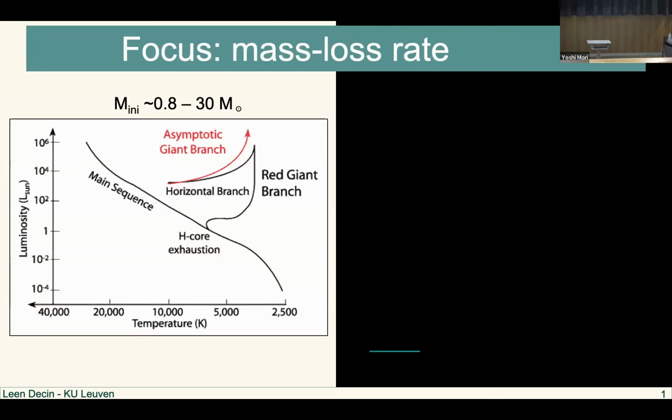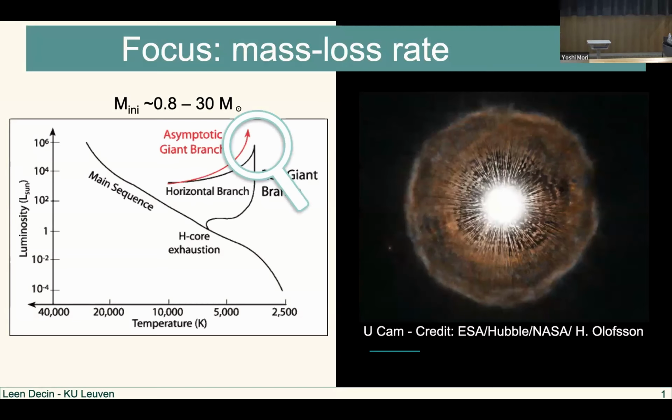We are talking about these evolved HEB and red supergiant stars. I don't have to explain too much to this audience what this means. We are looking really towards these stars that are cool and extremely luminous. And from observations, we have seen that they exhibit very nice stellar winds. You can see one of these beautiful images taken by the Hubble Space Telescope on the right, by Hans Olofsson.